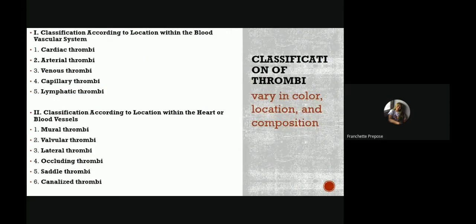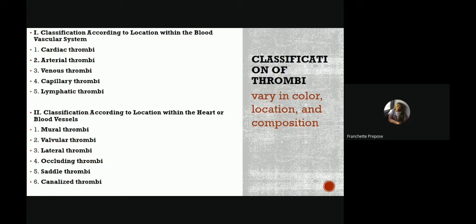Next is the classification of thrombi. They may vary in color, location, and composition. Now, the first classification is according to the location within the blood vascular system. First is the cardiac thrombi. These are located in the heart and may be attached to the valves, which are valvular thrombi, or to the walls, which are the mural thrombi.